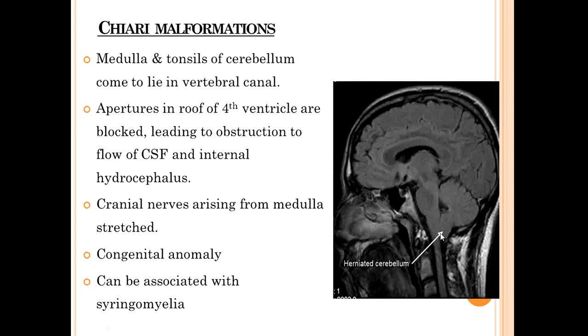So here you can see the medulla and the tonsils of cerebellum come to lie in the vertebral canal. So apertures in the fourth ventricle are blocked. So here, what are the apertures? I told you the median aperture was foramen of Magendie and lateral aperture was foramen of Luschka. So they will be blocked, leading to obstruction of CSF flow and internal hydrocephalus will be there. So because of that, cranial nerves arising from medulla will be stretched. It is a congenital anomaly. It can be associated with syringomyelia.